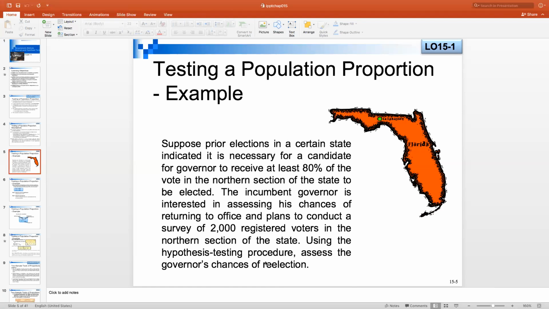And in what part of the state again? The northern. Okay. Of those 2,000, how many need to say, yes, I'm going to vote for you? 1,600. How'd you get to that? You multiply it. Okay. You multiply that 80% times the 2,000 to get the 1,600. Okay. So that's where we are.